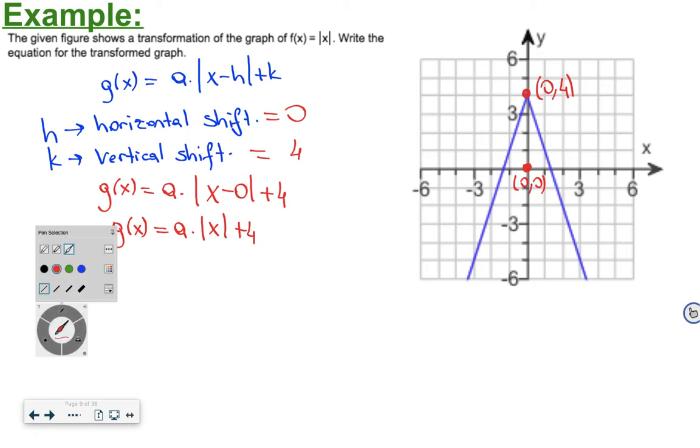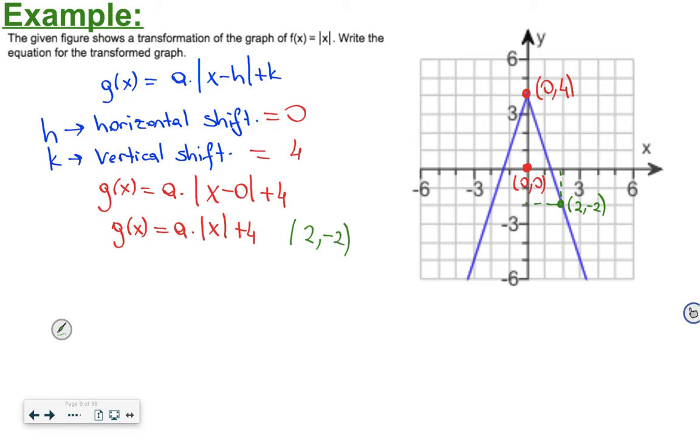Now, how am I going to find the value of a? To be able to find the value of a, you can choose any point located on the graph. I would like to choose this point. This point is 2, negative 2. If you substitute 2, negative 2, what is the x value? 2. What is the y value? Negative 2. Let's substitute. By the way, this is the y. Negative 2 is equal to a times the absolute value of 2, plus 4.